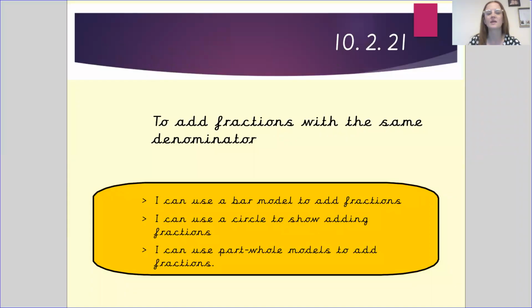So in the previous lesson, we were looking at fractions over one. And in today's lesson, we will be looking at the following. We are going to be looking at adding fractions with the same denominator. Now, remember, your denominator is the number at the bottom of your fraction.